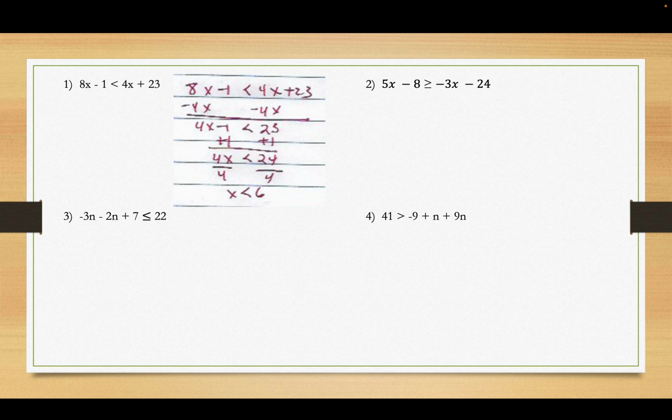What's not an answer to this? 6 is not an answer to this because 6 is not less than 6. Neither is 7, 8, 9, and so on. But for a number to be an answer to this, it must be less than 6.